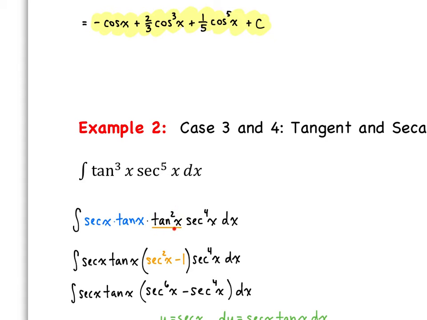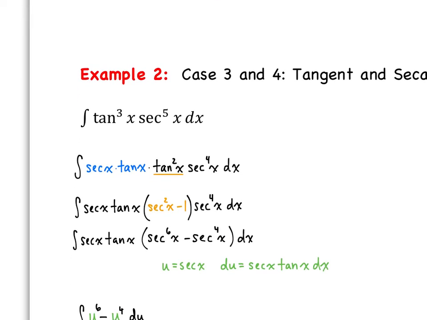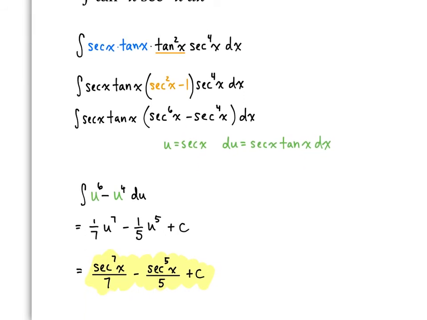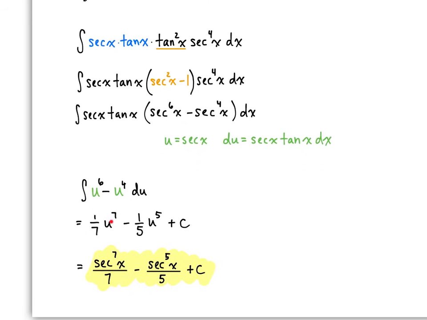So using those trig identities, I'm going to change tangent squared to be secant squared minus 1. And now we can distribute that secant to the 4th to each of those guys inside. And we have the integral of secant tangent times secant to the 5th minus secant to the 4th dx. So now this makes for a nice, easy U substitution. If we let u be secant, then du is secant tangent. So it takes care of this piece, and then we are left with the integral of u to the 6th minus u to the 4th. And we can integrate that nicely.